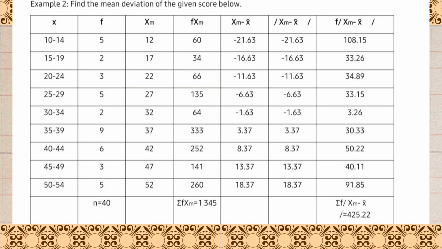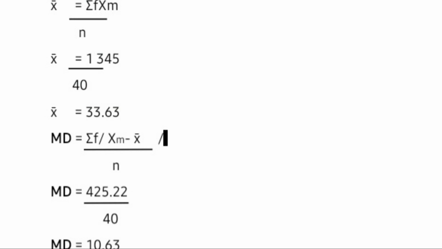To solve the mean deviation for grouped data, number 1, solve for the value of the mean. We get 1,345 in the table, divided by 40 because 40 is the total of N, and the answer is 33.63. After we solve the mean, we solve the mean deviation using the formula for grouped data.